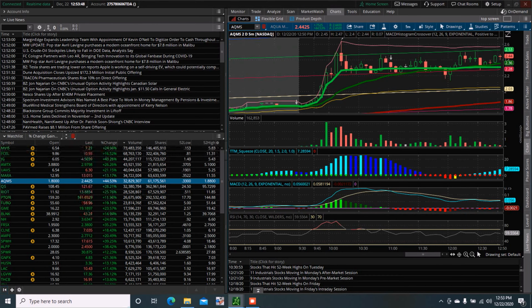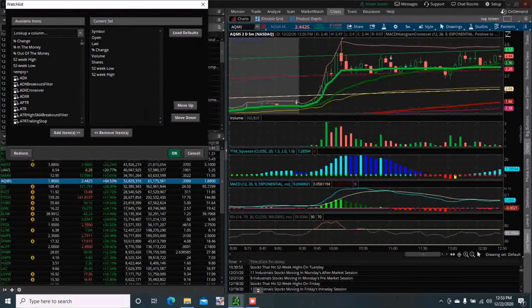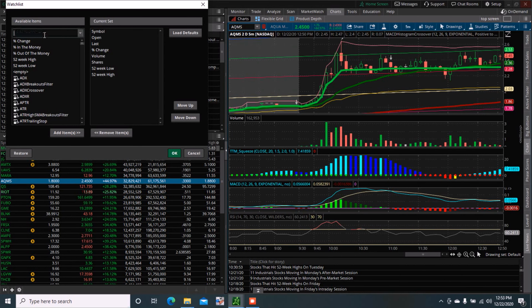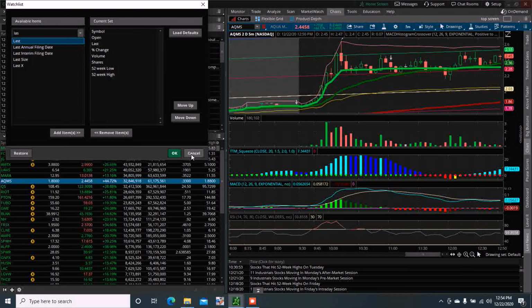So, anyhow, the way you want to set this up is you would come in here, hit Customize, and now look up a column. All you're going to do is type in whatever it is that you want. Last, hit last, and then add the item into your watch list. Now I already have that. You guys can look here. I have symbol, open, last, percent change, volume, shares, 52-week high, 52-week low. Write them down and then go back in and set them up.